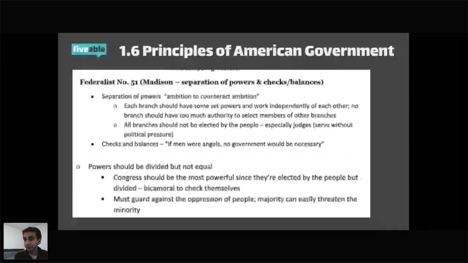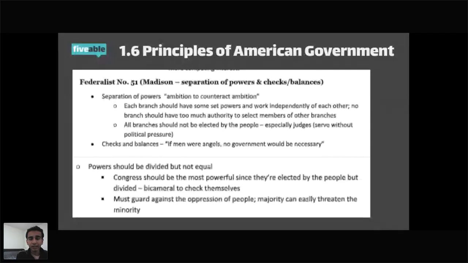Who elects the president in terms of the executive branch? Right, exactly. So the Electoral College elects the president. We directly elect the legislative branch, so our senators and our representatives, and then the judicial branch is not elected at all. So he talked about how judges should not be elected because they should serve without political pressure. That's why they have life terms.